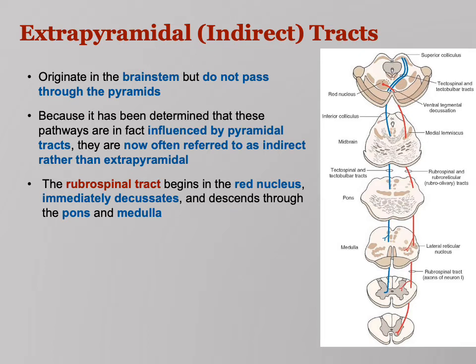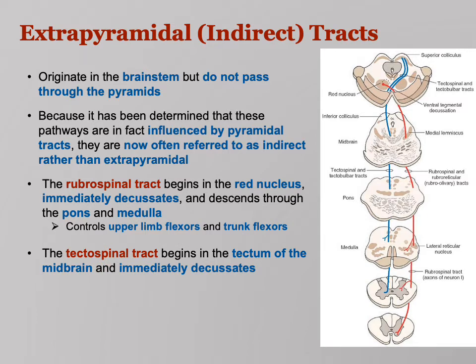So rubrospinal begins in the red nucleus. Rubro, red. Remember we talked about the red nucleus in the midbrain? That was the eyes of the monkey. All right, that immediately decussates and descends through the pons and the medulla. Controls upper limb flexors and trunk flexors. That's why, remember, it was that area of the brain, the midbrain, that was affected in Parkinson's. That's why Parkinson's patients lack that arm swing when they walk, okay?